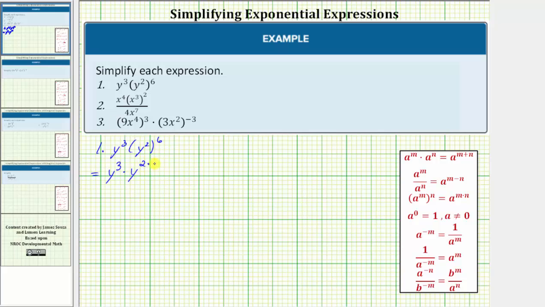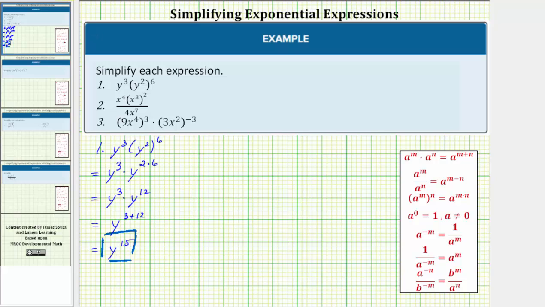So the given expression is equal to y to the third times y raised to the power of 2 times 6. 2 times 6 is equal to 12, and therefore this is equal to y to the third times y to the 12th. And now we'll use the product property of exponents shown here. A raised to the power of m times a raised to the power of n equals a raised to the power of m plus n. And therefore y to the third times y to the 12th is equal to y raised to the power of 3 plus 12, which equals y to the 15th. So the given expression simplifies to y to the 15th.